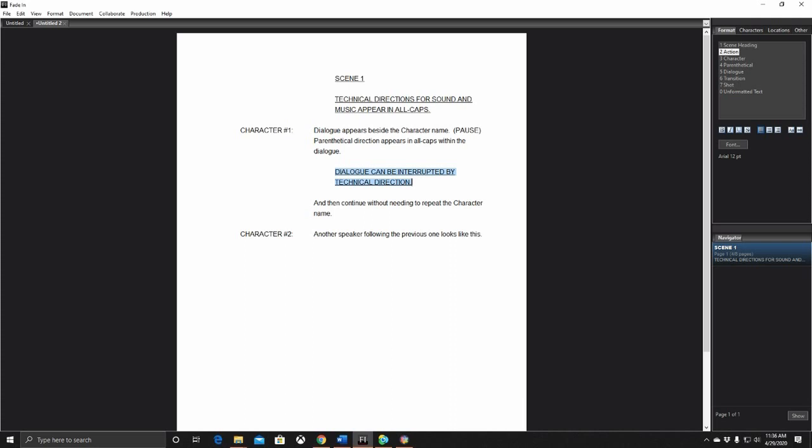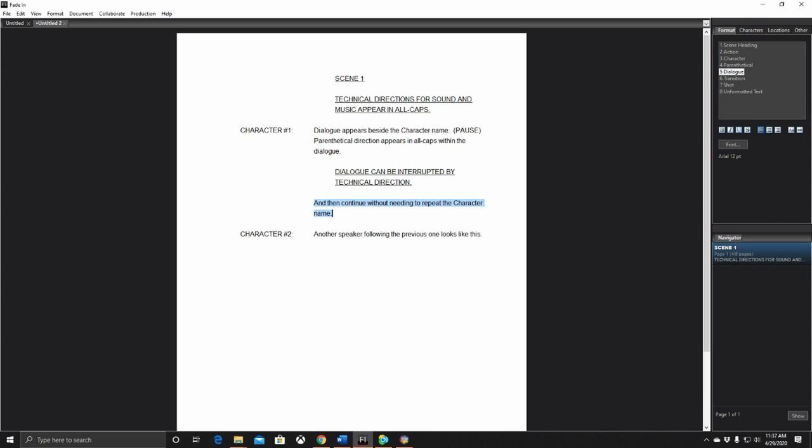You can see here that the technical directions can also interrupt a character's dialogue. Maybe it's a sound like a sudden car crash or a distant explosion. But when a character continues speaking, their name usually won't be listed again.